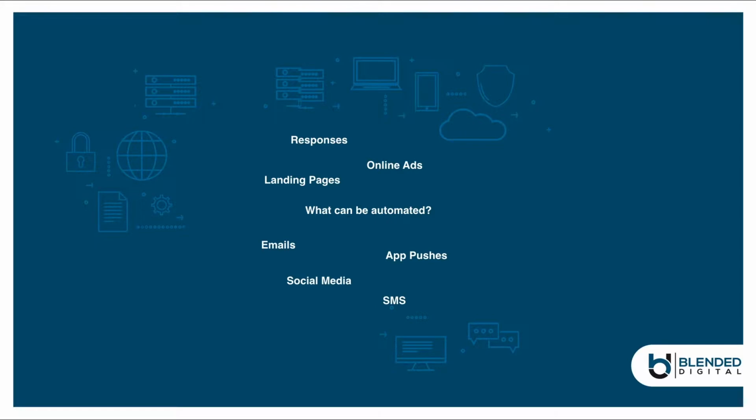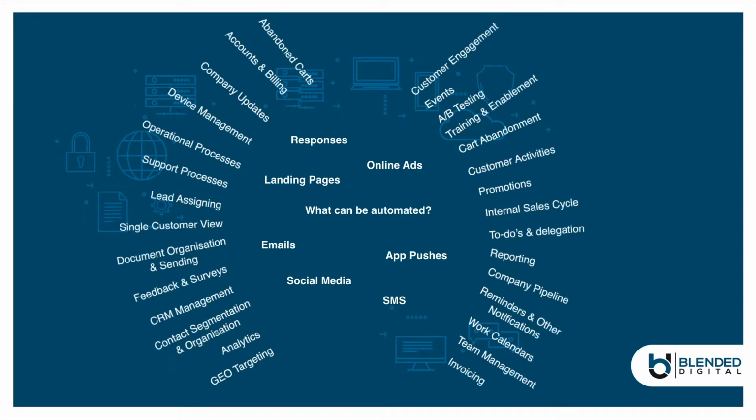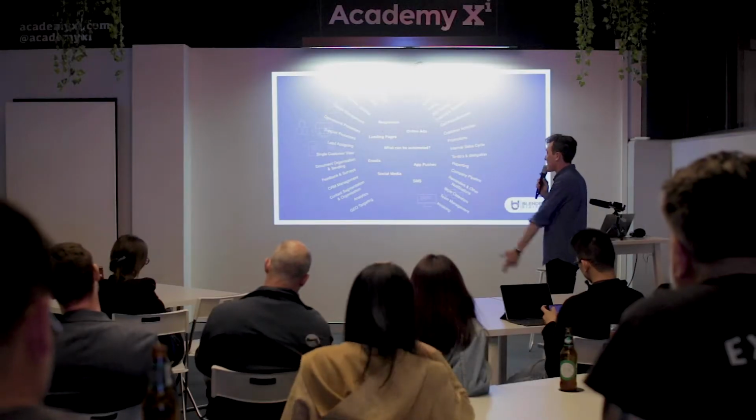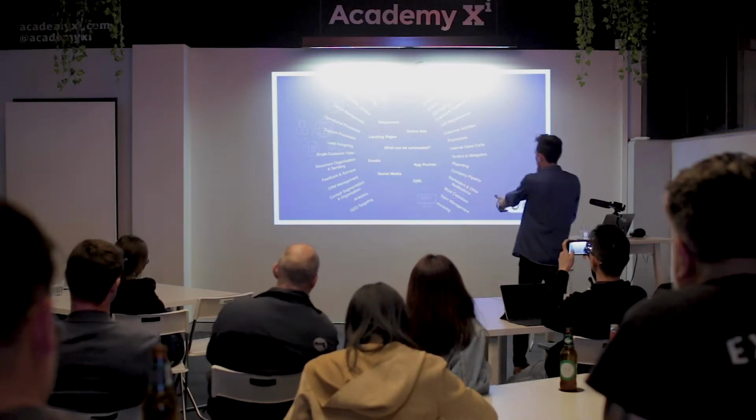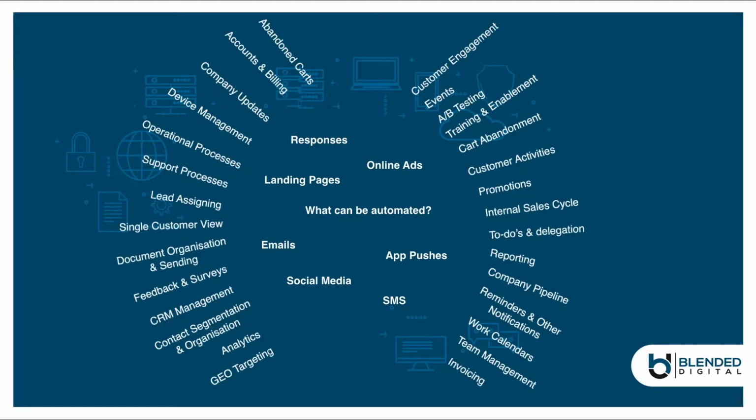Yes? No? Well, no, it doesn't. It actually can do a lot more, and this isn't everything. So a few things in there like feedback and surveys, CRM management, analytics, invoicing, reporting, promotions, events like this one, device management, operation processes, all these kinds of things can be covered by automation and a lot more these days. It's quite amazing how much you can automate these days.